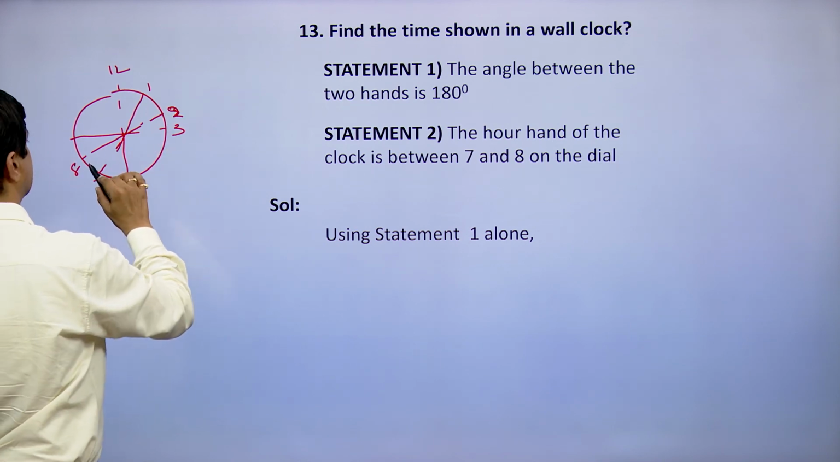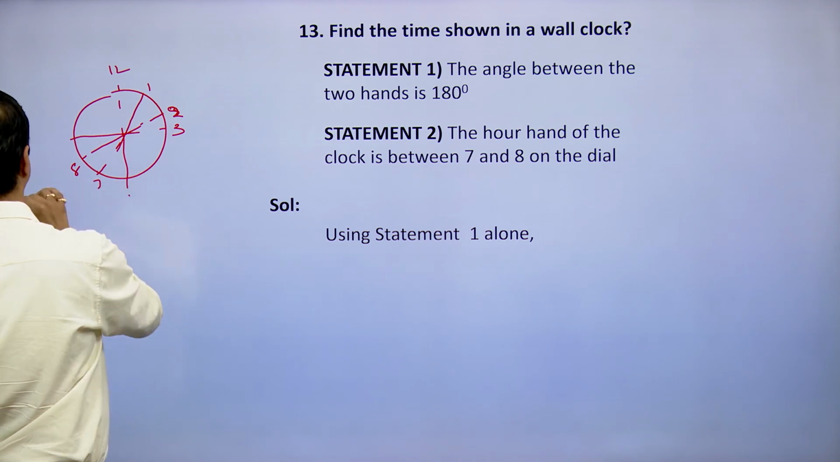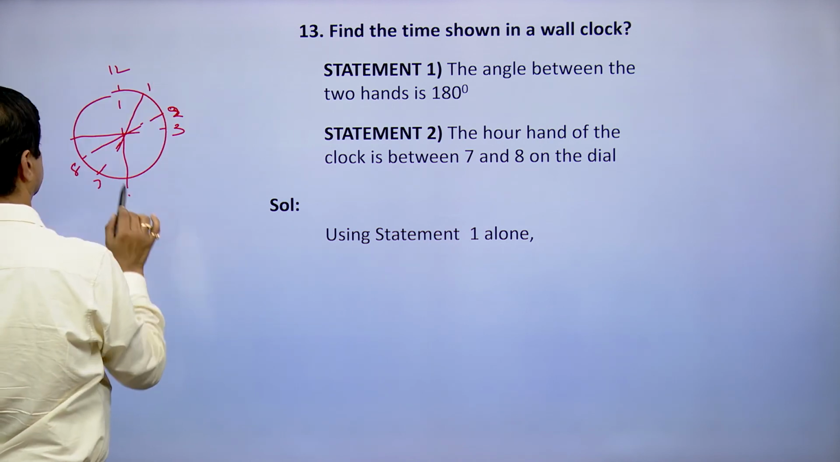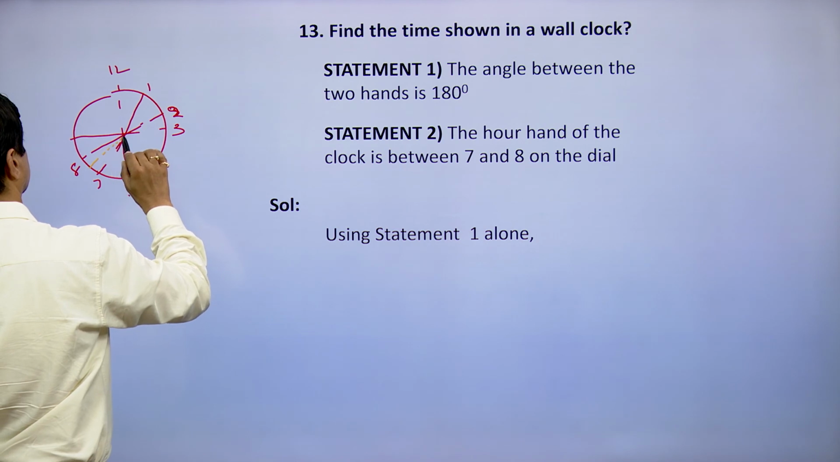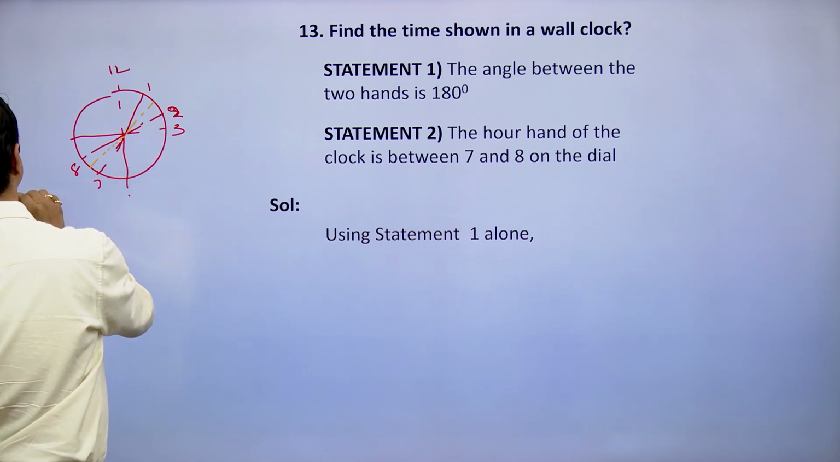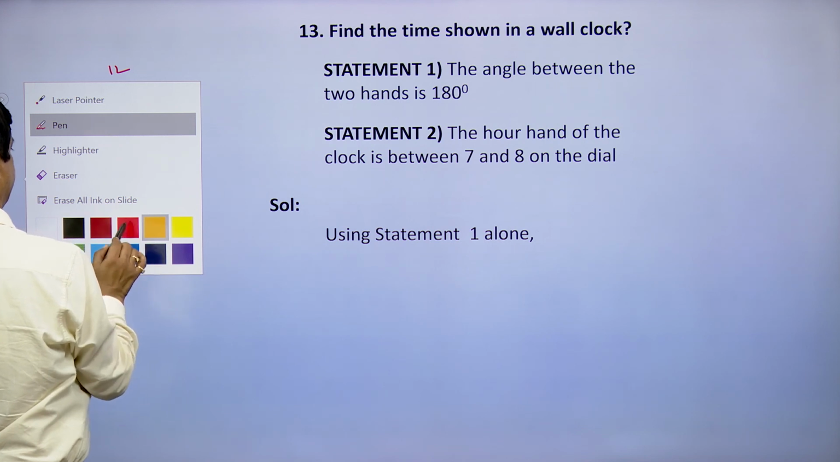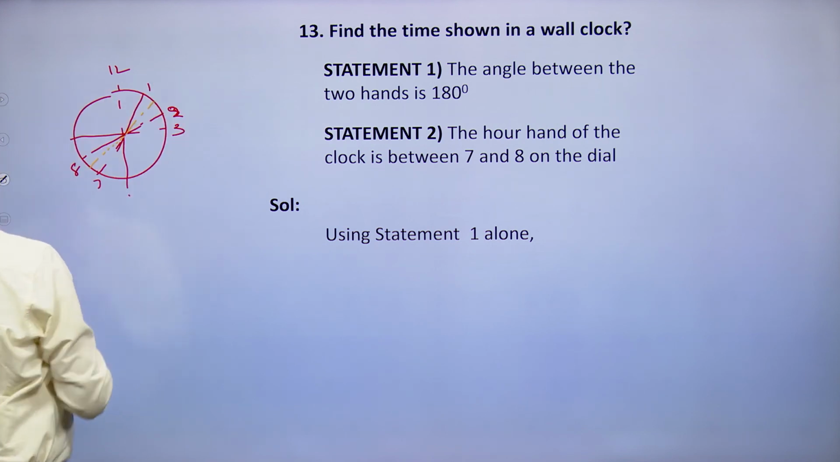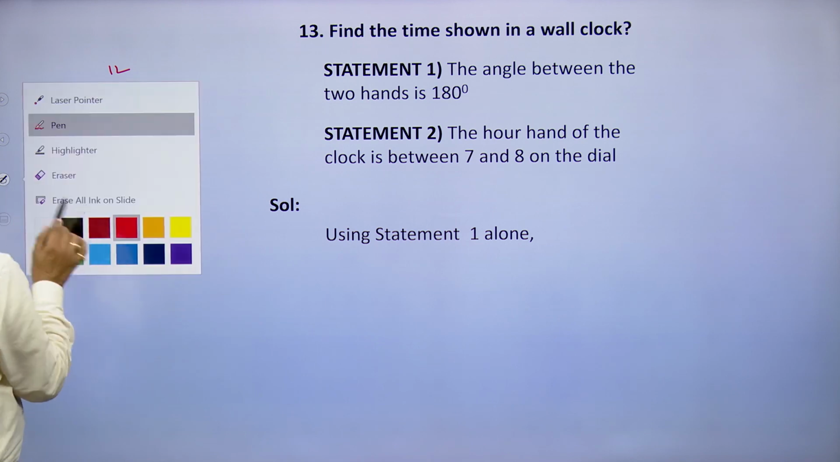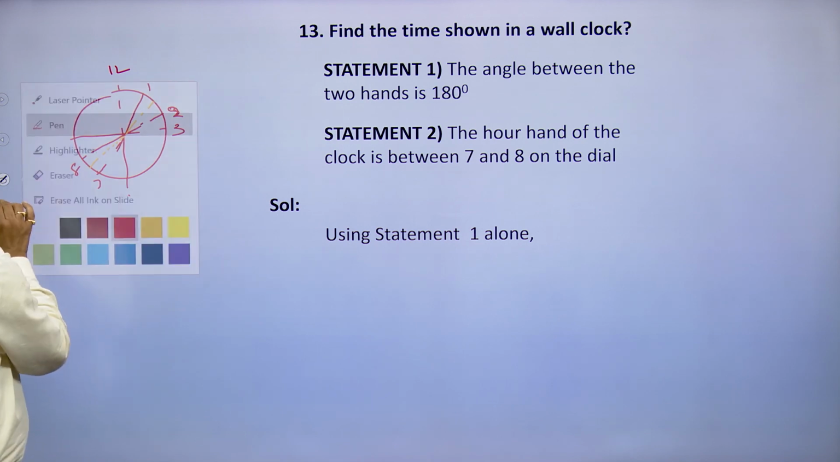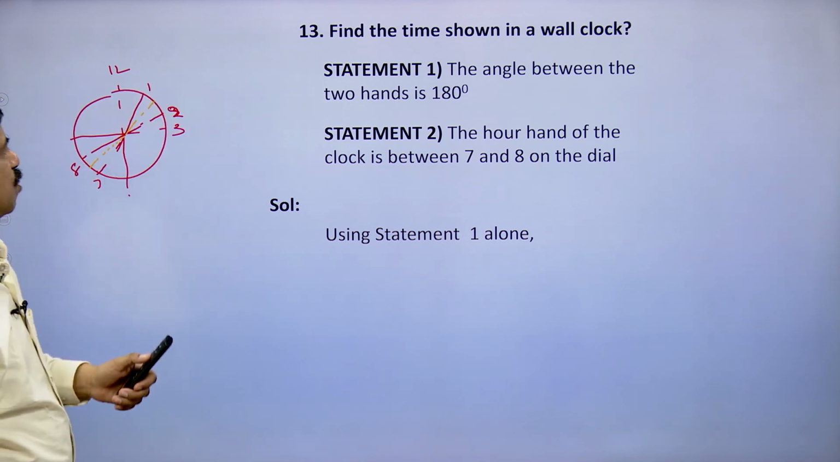So, between 7 and 8 means somewhere here the thing is. Between 7 and 8 means it is like that. Okay. Now, okay. So this is what is the thing.